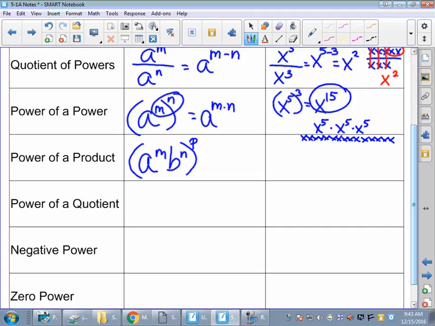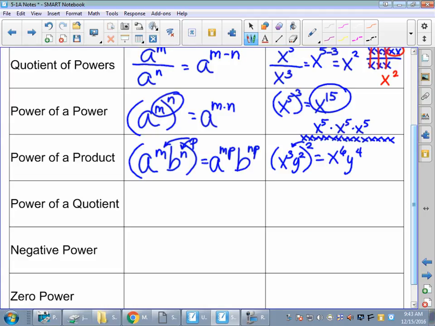So basically, if there's more than one term that you're raising to the power, you just apply that power on the outside to every term inside. So it would become a to the m times p and b to the n times p. As an example, it would be x cubed y squared. And if I were to square that, it would become x to the 6th, 3 times 2, and y to the 4th. I could expand that just like we did before.